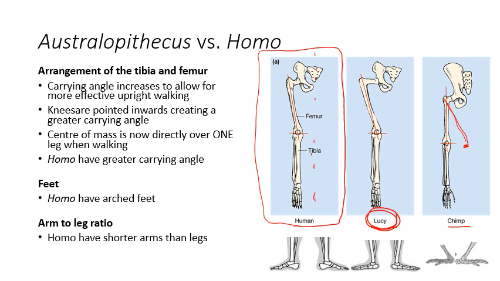The other feature in the leg that allows for this upright walking is the structure of the feet. If you look at the bottom of the screen here, we've got a picture of human feet, Australopithecus feet, and also chimpanzee feet. Now, obviously, chimpanzees still have the opposable thumb on their toes, whereas Australopithecus and Homo do not. So that's probably one main difference between us and chimpanzees.